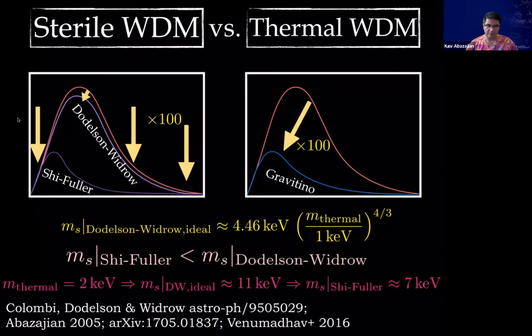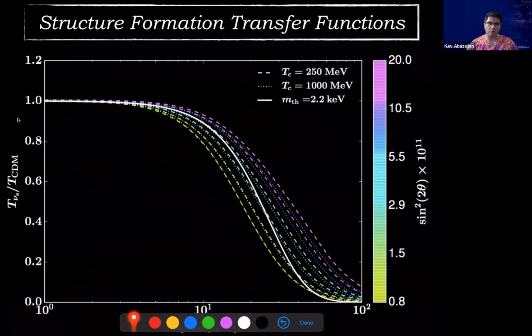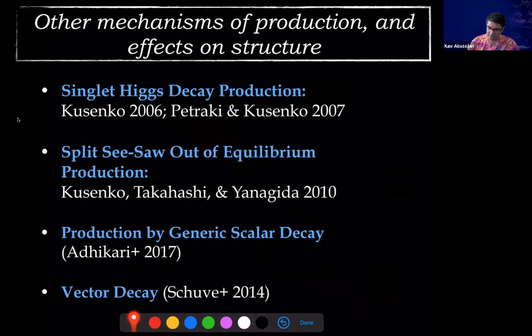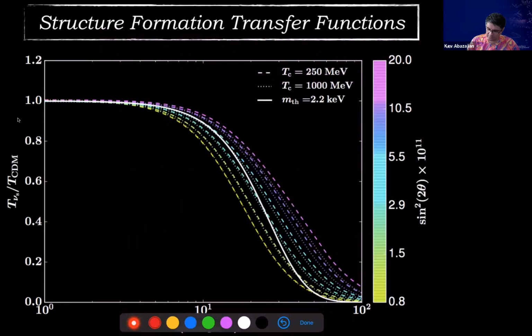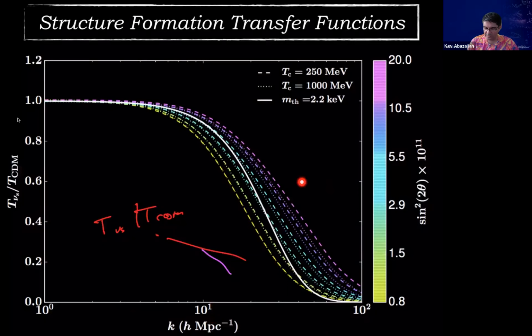These relationships are discussed and worked out in these papers here, including the Nadathur one. So you want to take this distribution and calculate what the suppression of power is. And so here, T_νs over T_CDM is the ratio of the warm curve over the cold curve. Okay, so this is how things are suppressed at small scales, at large wave number, which is where things are here.